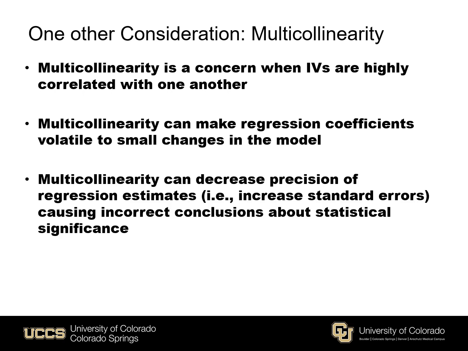And that volatility can decrease precision in the regression estimates, and ultimately that could lead to incorrect conclusions about statistical significance. So how can we test for this? Well, you may have seen in some of the model specifications that I've done in SPSS where I've checked the collinearity diagnostics box within the regression menu. That's essentially how you run multicollinearity tests. And I'll return now to SPSS to review how that is done.